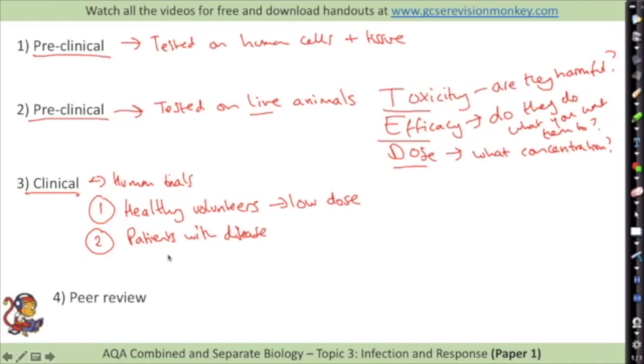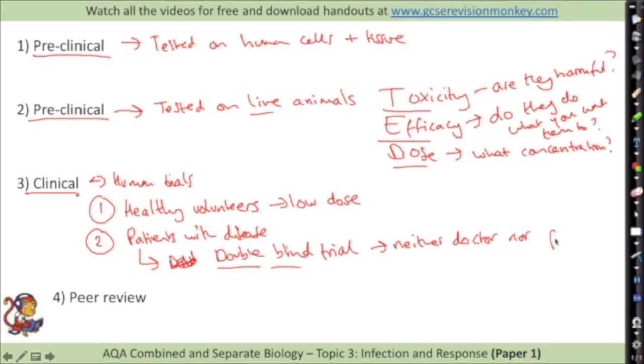But to stop the placebo effect, which is where people psychologically feel like they're getting better if they're given a drug, the type of trial that's used is a double blind trial. And what this means is that neither the doctor nor the patient knows who has been given the drug.